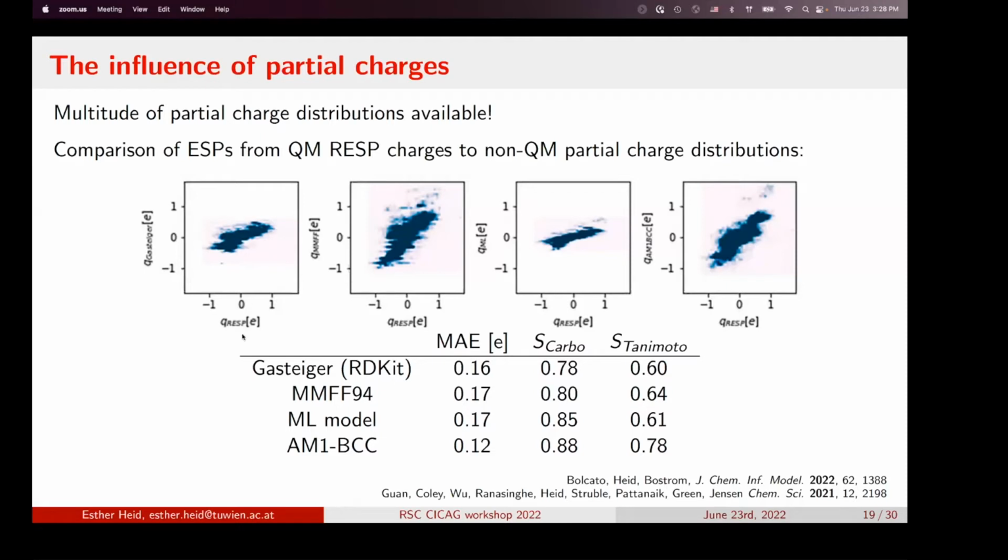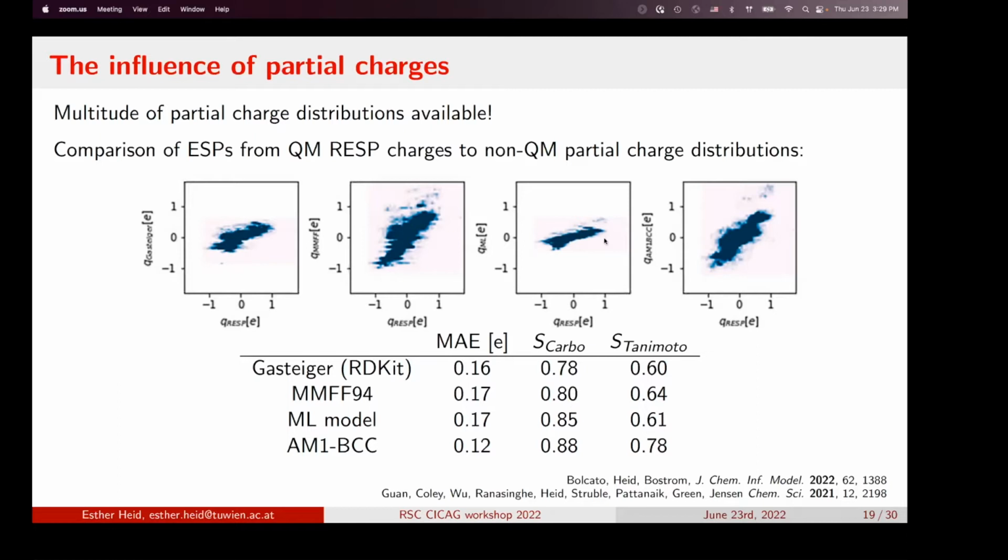And although we get kind of a good deviation between our quantum mechanical charges and the ones from RDKit, our Tanimoto similarity is really bad because Tanimoto cares about the magnitude. So if the magnitude is different, your Tanimoto score will be quite bad. Carbo doesn't care so much, so the score is quite okay-ish. You could, for example, also go for molecular force field charges. These are over here. They have quite a surprising correlation, to be honest. I would have thought it was worse before I saw the data. And you get quite good scores.